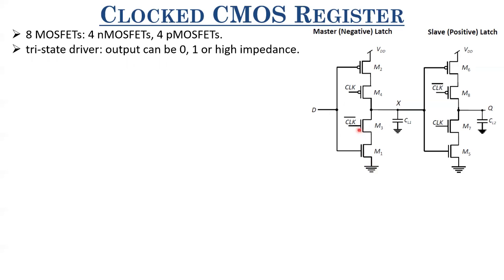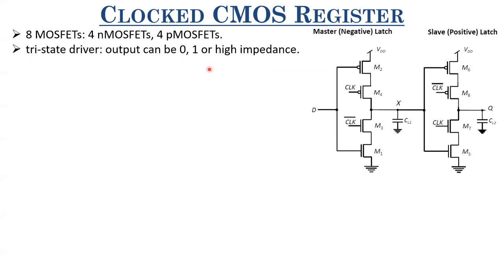But if the clock goes to 1, whatever value of X was there will be retained. Although the leakages will change it, it will be retained. So it's basically showing high impedance, because it's not connected to either VDD or ground when the clock goes to 1. That is why we call these circuits tri-state drivers, as the output can go to 0 or 1 or even a high impedance.